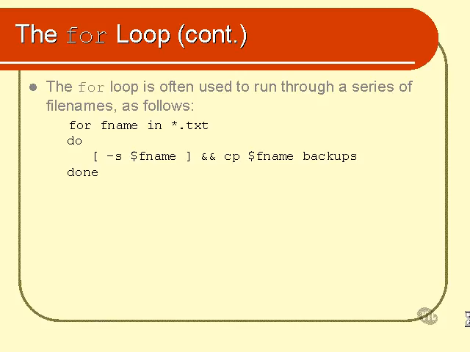So in this particular loop we are simply testing to see whether the file has a size, whether it is non-zero bytes in size, and if it is non-zero, then we're going to copy it to, theoretically, a directory called backups. So that's pretty much it for the for loop. As you can see, it's just as simple as the while loop, but it works in a slightly different way.